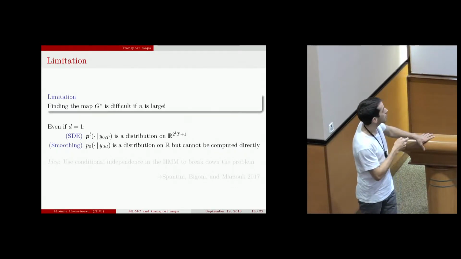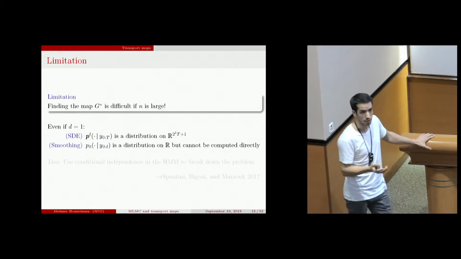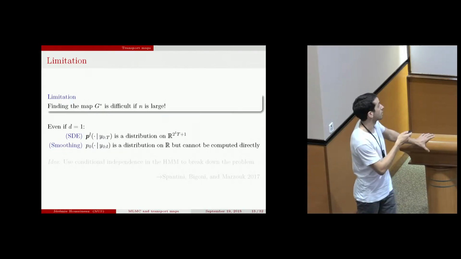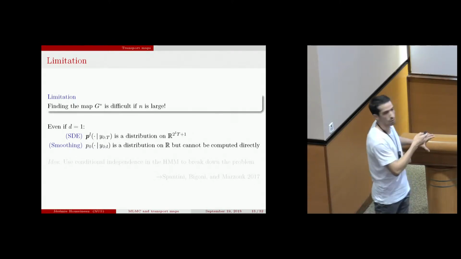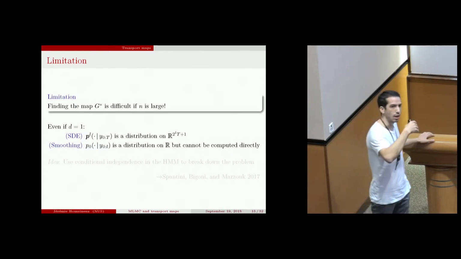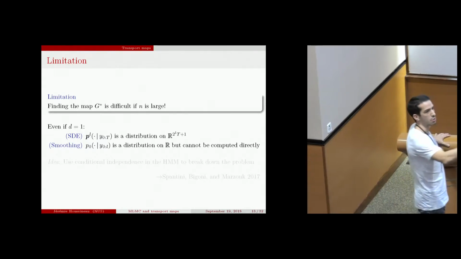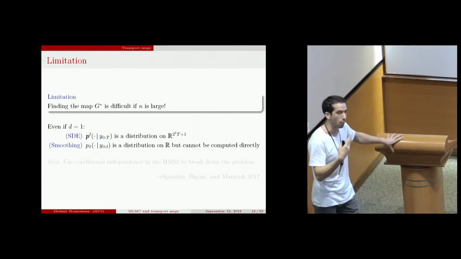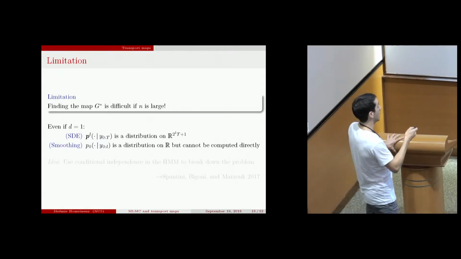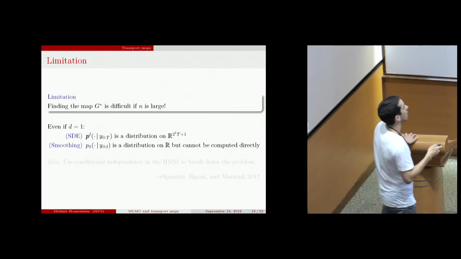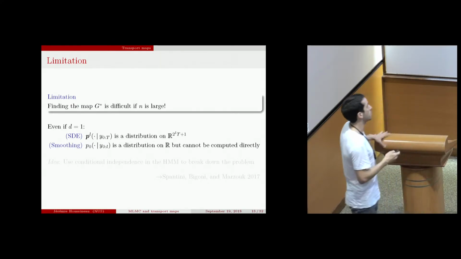And for the large lag smoothing application, although this quantity is only on R, we don't know it explicitly. So we still need to, for instance, find the smoothing distribution and marginalize it, or find some way of finding this marginal. But this is not an easy problem in general.